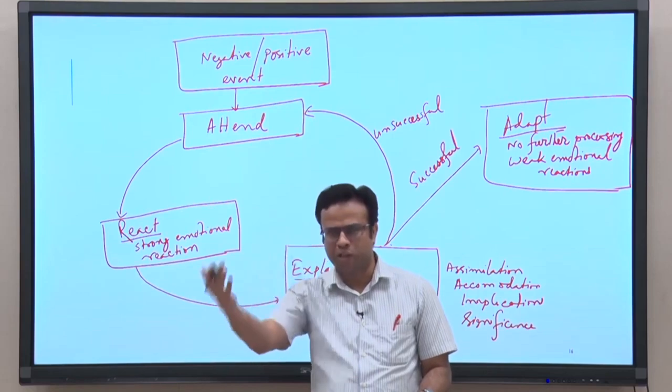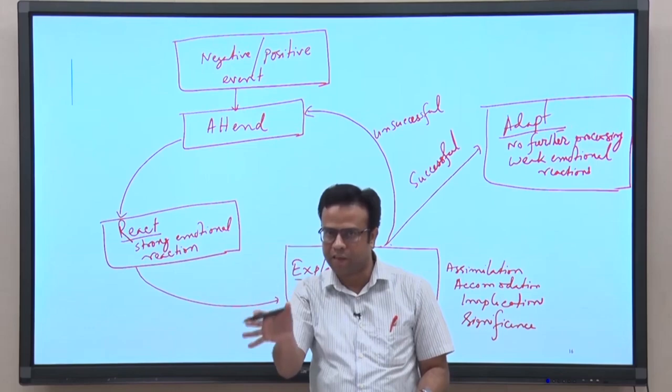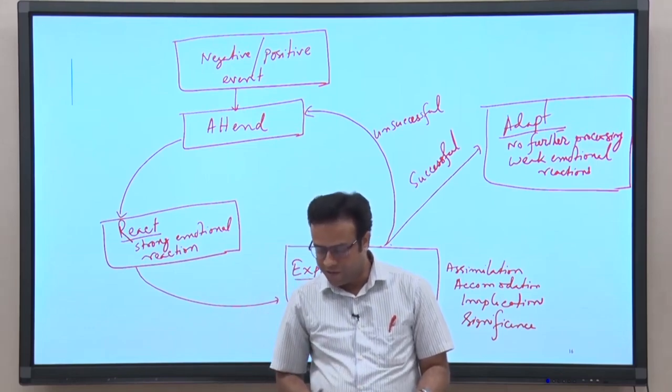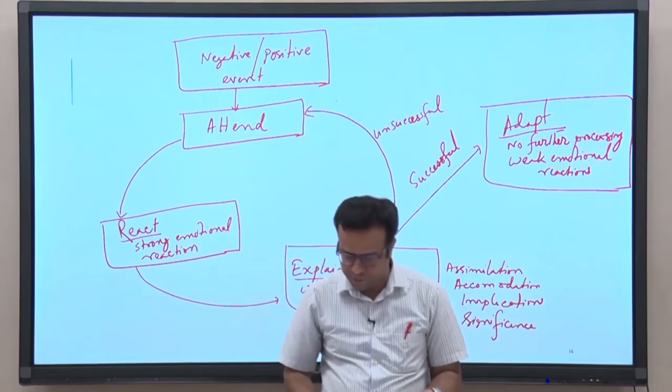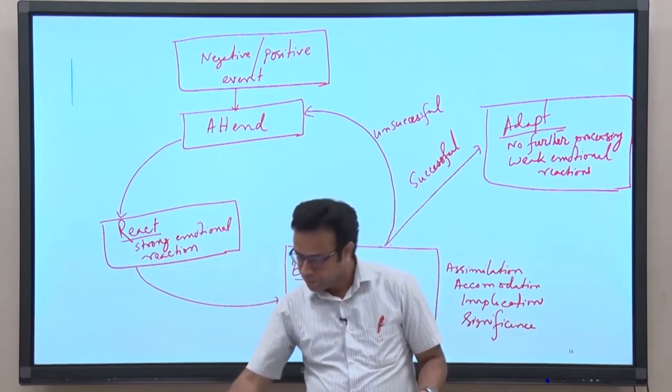Then we don't process too much again, and there is not much emotional consequence to it. So, that is the meaning of hedonic adaptation. However, if it is unsuccessful, we may again do this cycle till we become successful in terms of adaptation.